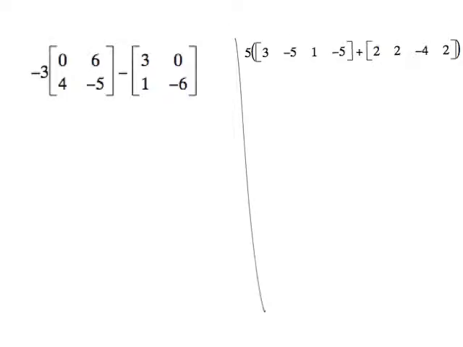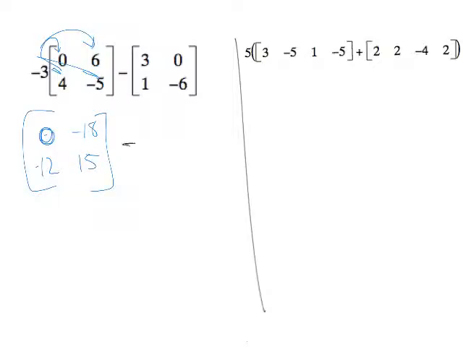What this is going to do is this -3, you can actually distribute it to every entry in that matrix. So -3 times 0 is a 0. There we go, that's a little better. -3 times a 6 is a -18. -3 times the 4 is -12. And notice I'm just writing the answers right where they originally were. And -3 times a -5 is a positive 15.